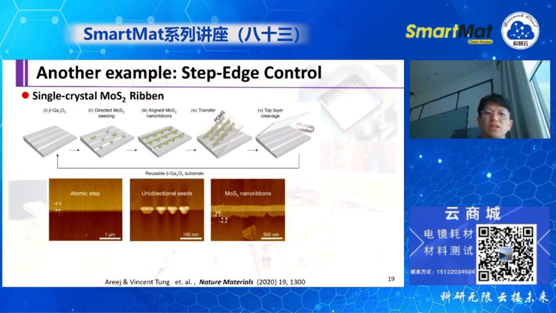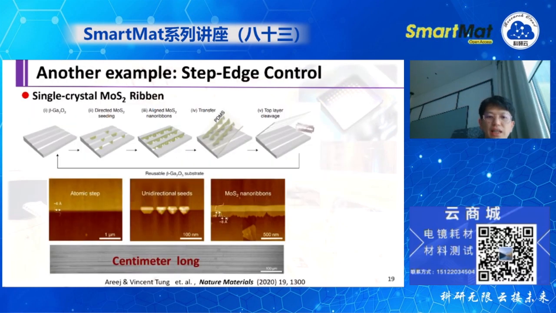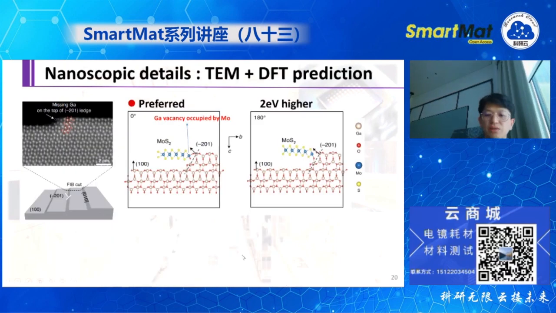So this is quite interesting. The experimental result is also consistent with what we observed. And this is controlled by the step edge. And the length of the nanoribbon can be as long as a centimeter, and this is quite fascinating. So that is the discussion about the microscopic detail. So we try to understand what's going on there.